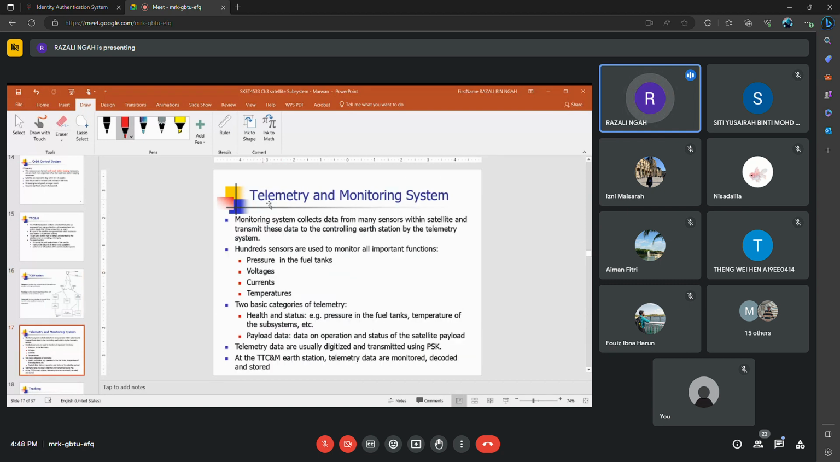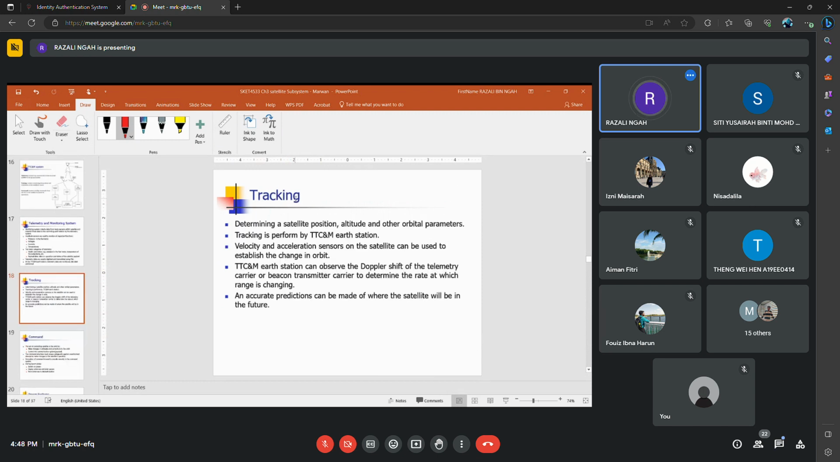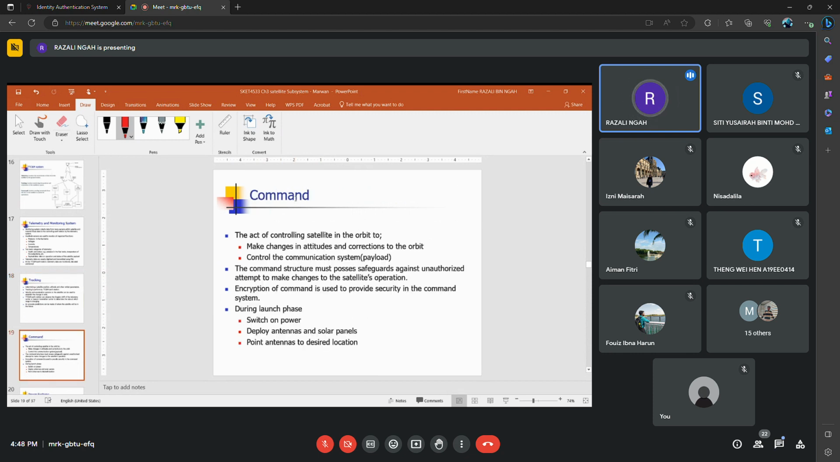As I mentioned, for telemetry we have many sensors to measure pressure, voltage, current, temperature, and so on. For tracking, we process the telemetry data to determine the satellite position, altitude, and other parameters. For command, we send command information to the satellite.